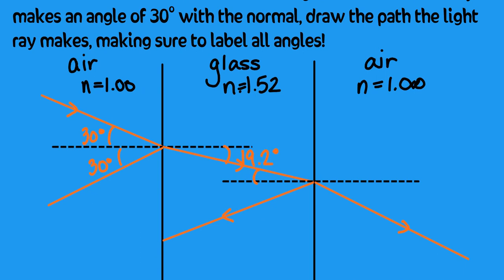Now, because I remember some things from geometry, I remember that this angle of incidence here happens to be equal to this 19.2 as well, because they're alternate interior angles. So I'm going to label that as 19.2 degrees. And also, this angle of reflection, thanks to the law of reflection, is also 19.2 degrees. So I'm left with only one more angle to calculate, and that would be this angle of refraction out here.